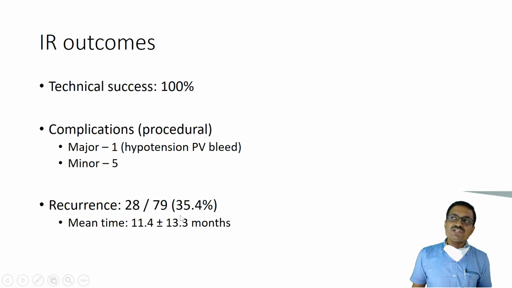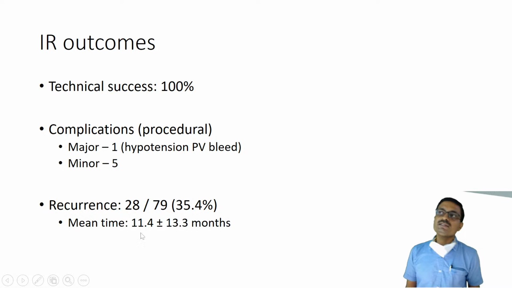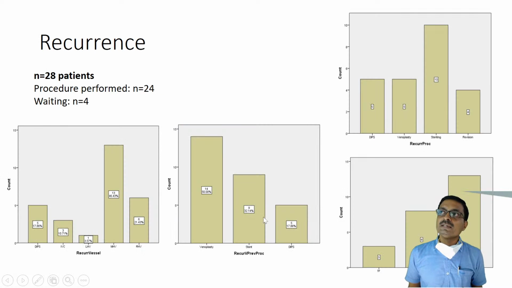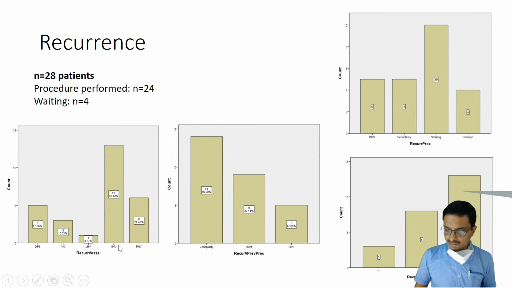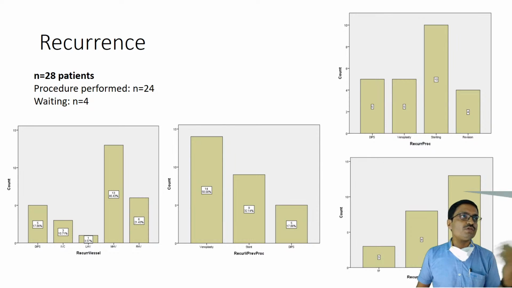There were 28 patients, nearly 35%, who had recurrence after a mean time of 11 months. Of these 28 patients, we have performed a repeat procedure in 24 patients, and 4 patients are waiting for the repeat procedure. Again, the most common site of recurrent lesion was the middle hepatic vein, and venoplasty was the procedure previously performed for this. So venoplasty had higher chances of recurrence compared to stenting or DIPS. The repeat procedure again depended on the type of morphology we had.